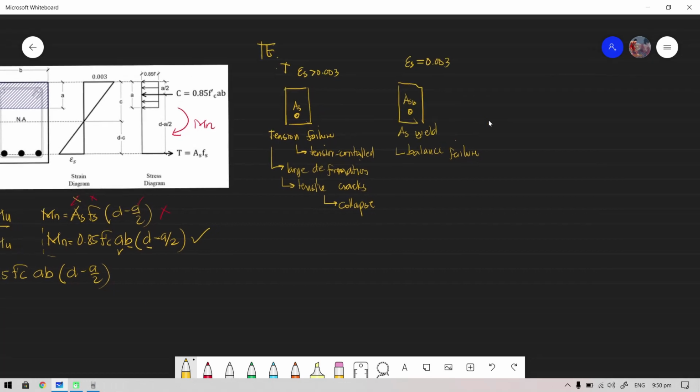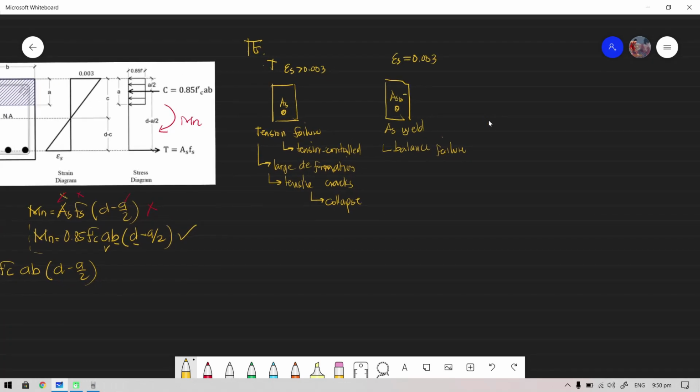Next, let's say dagdagan pa natin to. Okay, when your next AS, let's say AS to is greater than AS balance, let's say dinagdagan mo, increase yung ganun. Ang mangyayari dito, yung concrete crashes before AS yields. So, ano mangyayari dyan? Ang failure nito is tinatawag natin na compression failure.